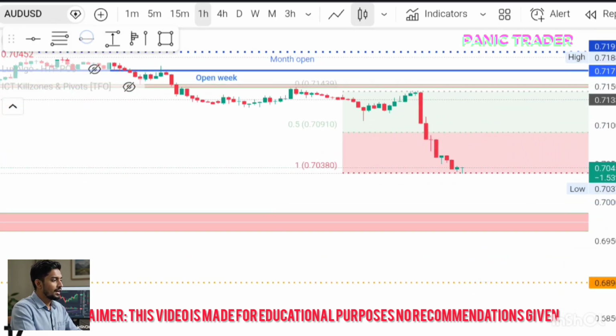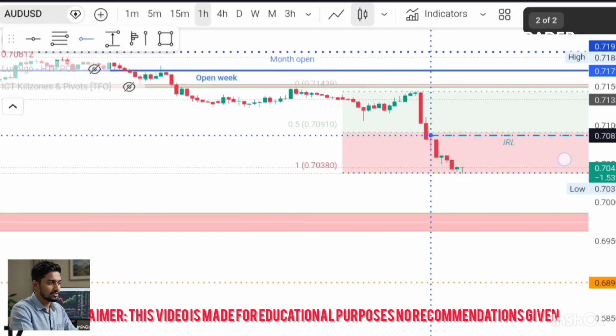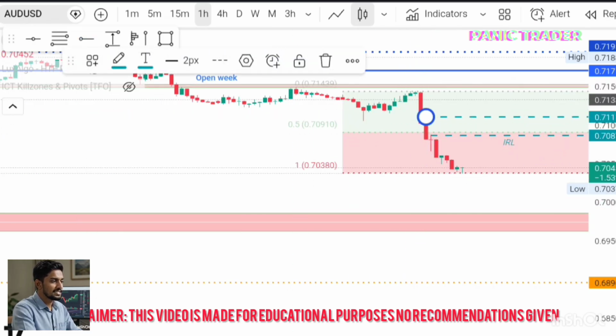The most prominent zones, I will mark these two levels. This is going to be a fair value gap, inside this side. Another level is these levels. These two levels are going to be the more prominent levels for selling in AUDUSD.